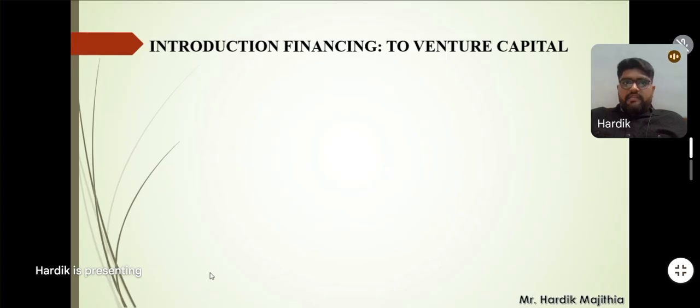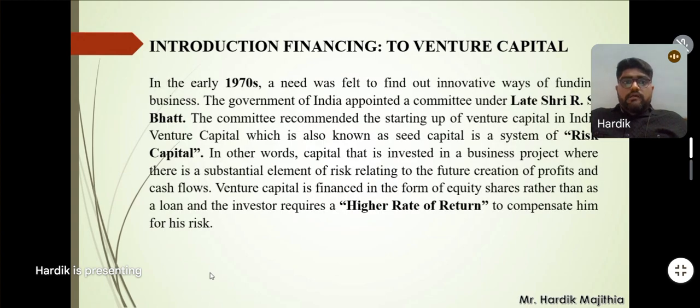Introduction to venture capital financing. In the early 1970s, a need was felt to find an innovative way of funding business. The government of India appointed a committee under late Shri R.S. Bhatt. The committee recommended the starting up of venture capital in India.